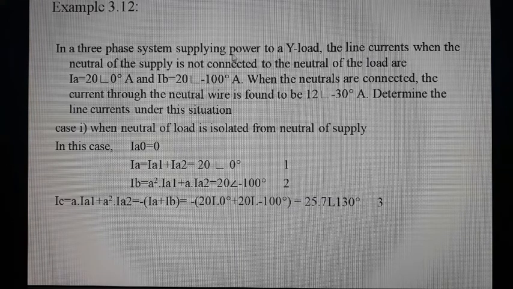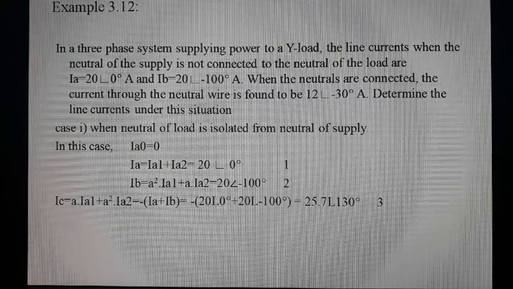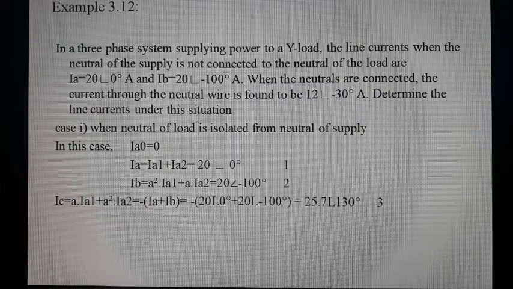In a 3-phase system supplying power to a star load, the line currents when the neutral of the supply is not connected to the neutral of the load are IA is 20 at an angle 0 and IB is 20 at an angle minus 100. When the neutrals are connected, the current through the neutral wire is found to be this. Determine the line currents under this situation.